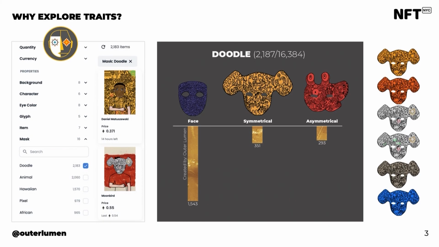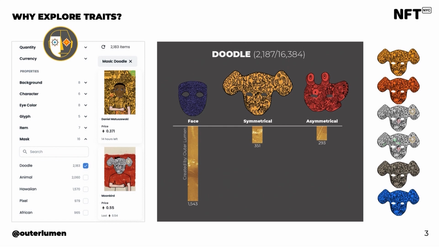So why did I choose to explore traits? Just briefly about the Hash Masks, because that was my inspiration to explore traits. What I'm talking about here are PFP project traits, so profile picture traits for generative projects, where you've got a lot of different pieces in a collection, and those traits were generated and assembled together.